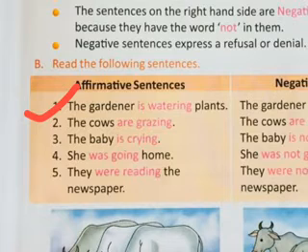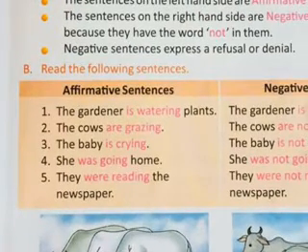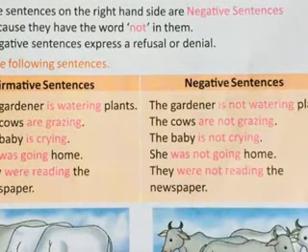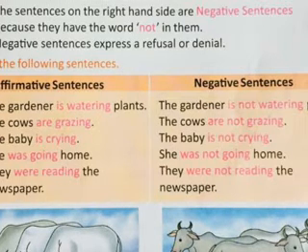So just after these is, am, are, was, were, the way I told you in the previous part, here also you are going to put not in between, so that it will become a negative sentence. See here, the gardener is not watering plants. Okay. Third one is the cows are grazing. You can see in the picture also. So the cows are not grazing, right? Third sentence, the baby is crying. Here the baby is not crying.